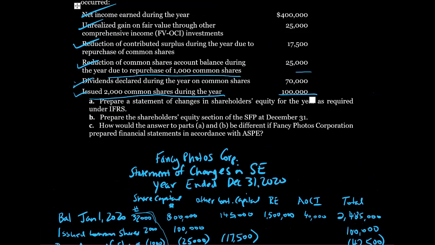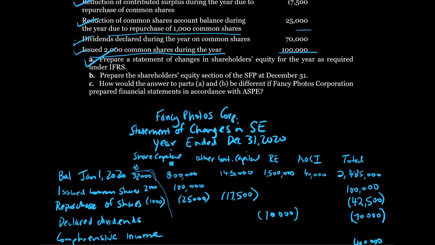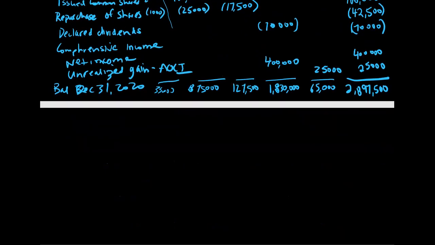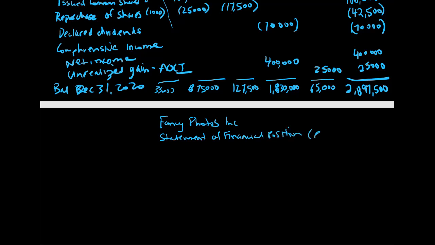Okay, so we did this one. We did A, and B says prepare the shareholders' equity section of the statement of financial position at December 31st. Okay. So again, we're creating a part of a statement of financial position. So we might as well just label it. So we've got Fancy Photos, statement of financial position, partial, because we're not completing the whole statement. And this is as at December 31st, 2020.